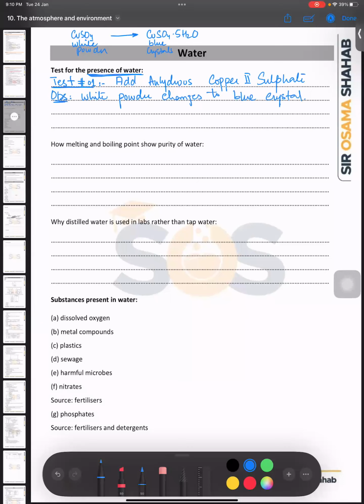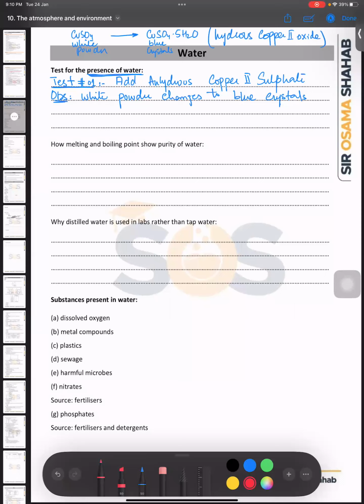Yes, sir. This will be known as hydrous copper(II) sulfate. Remember, you always need to write the oxidation state for transition metals while you are writing the names of the compounds, right? And then we have one more test, bacho.